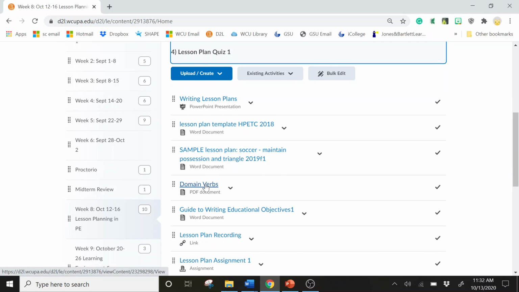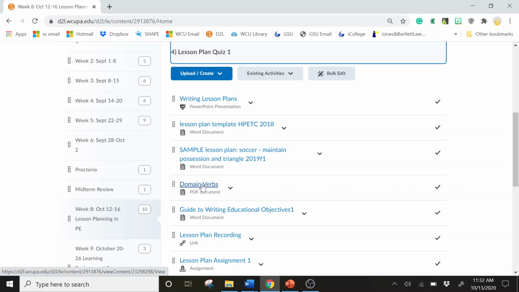This is a document that shows the domain verbs, so verbs that you're going to use in your objectives for the psychomotor domain, the cognitive domain, and the affective domain. These are the verbs or those action words that you're going to be using to help develop those objectives. So for example, a psychomotor objective would be: the student will be able to demonstrate appropriate strategies for man-to-man defense.